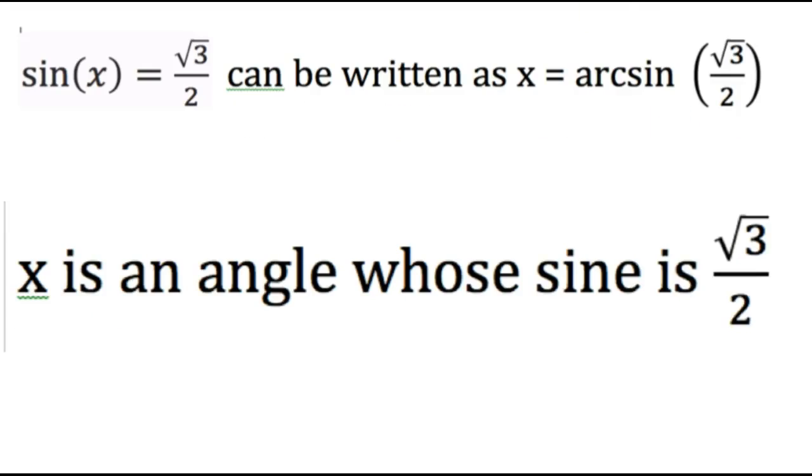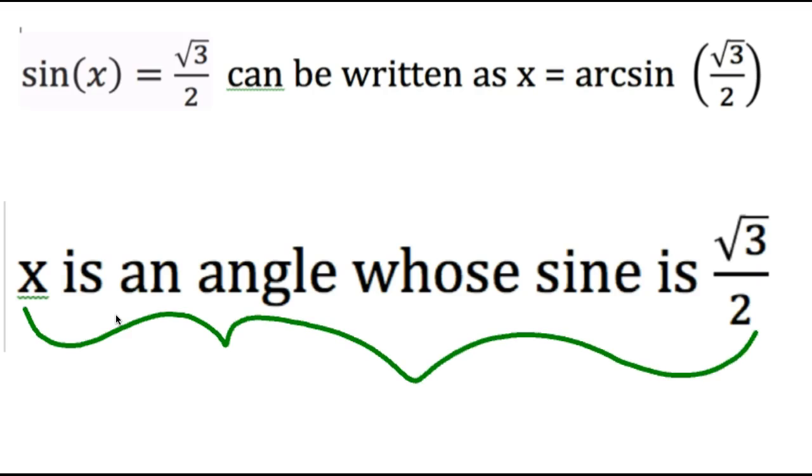So, for instance, we have sine x equals square root 3 over 2. This can be rewritten as x as the arcsine of square root 3 over 2. And so it's nice to think of it like this. X, in our case, since that's our angle, so x is an angle whose sine is square root 3 over 2. So we'd want to know where all angles give you a sine ratio of square root 3 over 2.